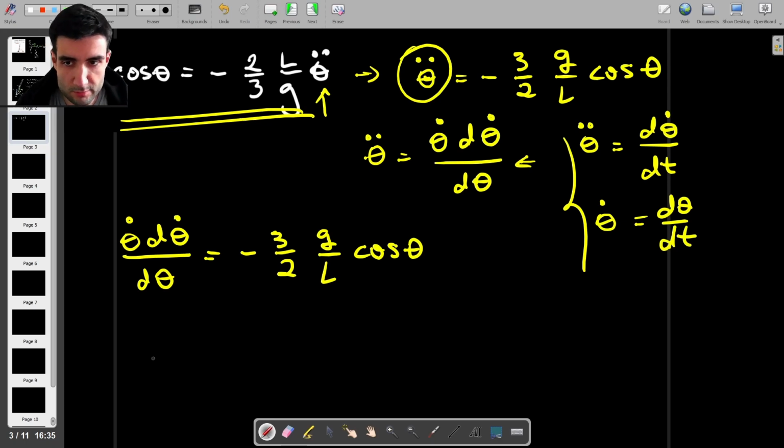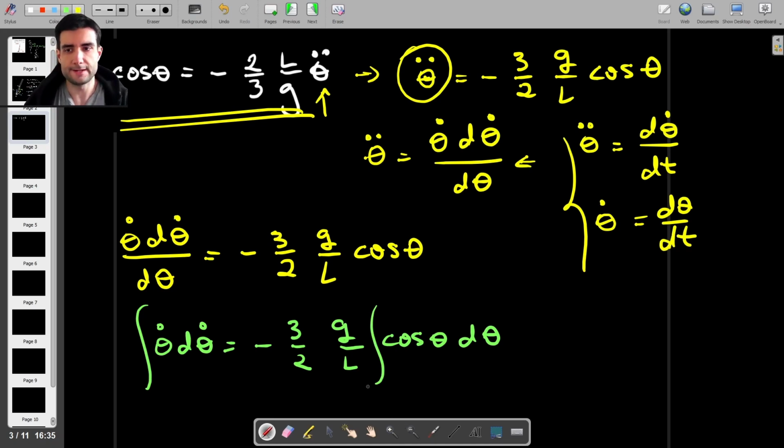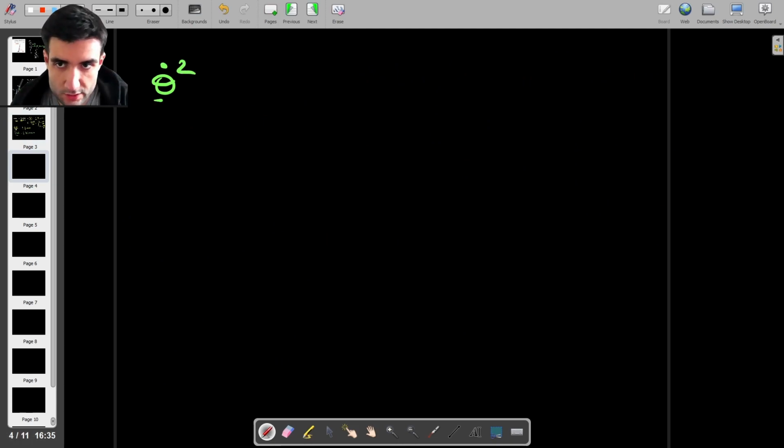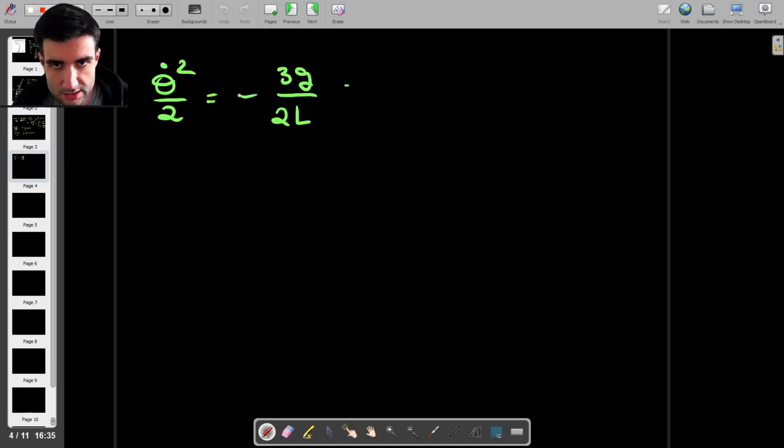Now we can separate the variables. So we have theta dot d theta dot is equal to minus 3 over 2 and then g over L cosine of theta d theta. And then we integrate both sides. So we integrate like this, and we end up with theta dot squared over 2. And the right hand side is going to be minus 3g over 2L. And I think I put the minus. Yeah, and this is the integral of cosine, which is sine of theta plus a constant.